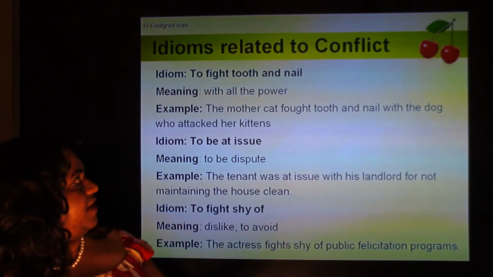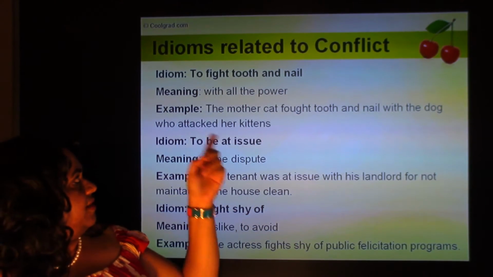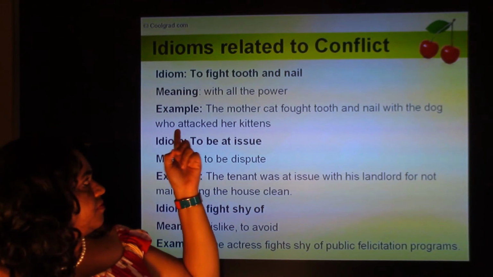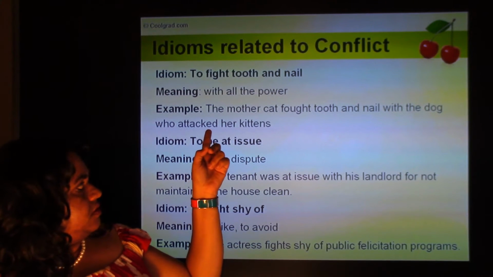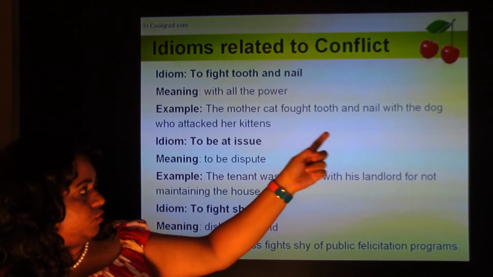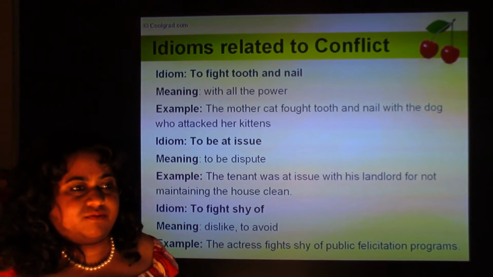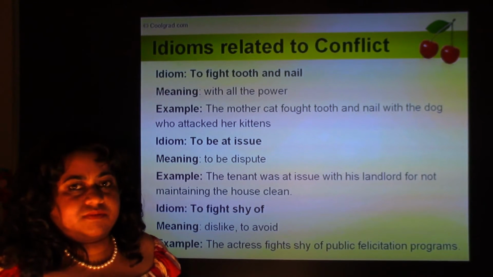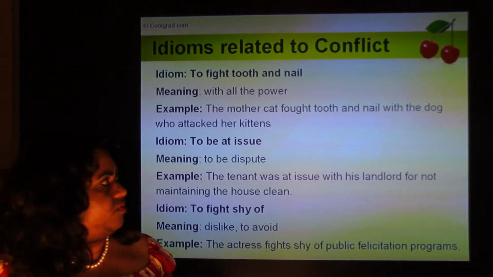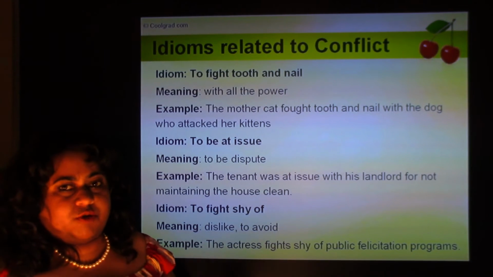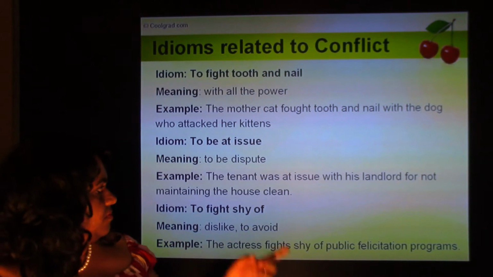Idioms related to conflict. Idiom to fight tooth and nail, meaning with all the power. Example, the mother cat fought tooth and nail with the dog who attacked her kittens. It's motherly instinct, right? Fight tooth and nail. It's just like when you do it with all your power, you say tooth and nail.